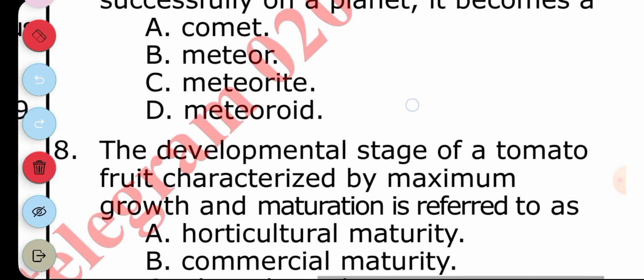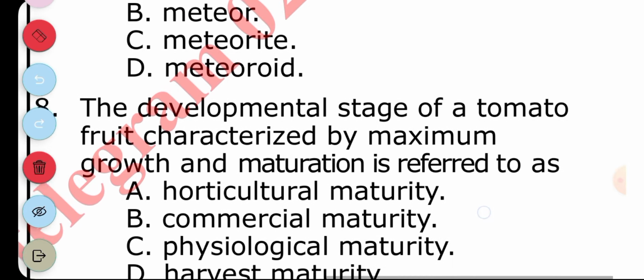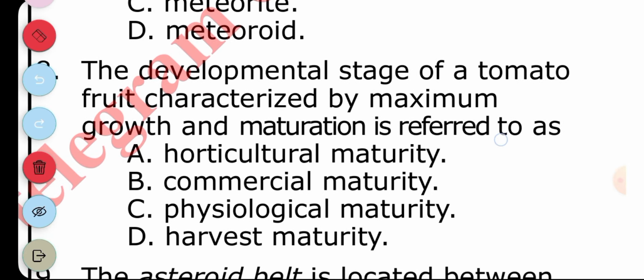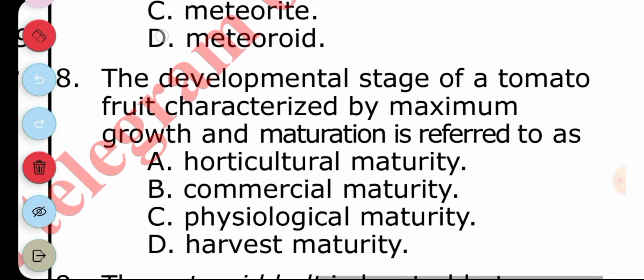Question 8. The developmental stage of a tomato fruit, characterized by maximum growth and maturation, is referred to as A, Horticultural maturity, B, Commercial maturity, C, Physiological maturity, D, Harvest maturity. The answer to question 8 is D.